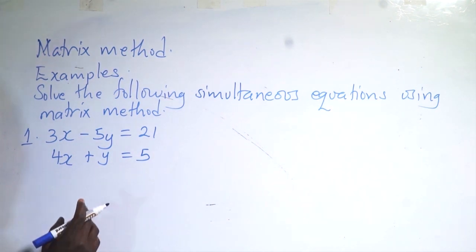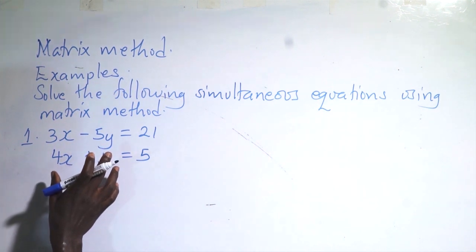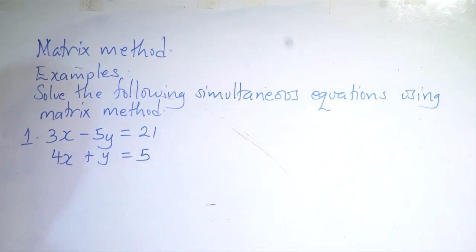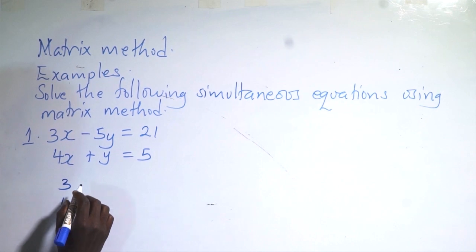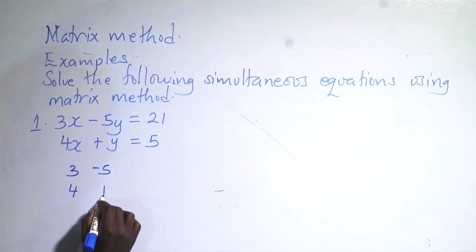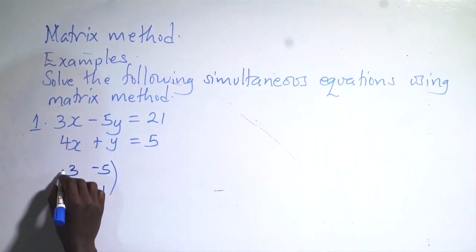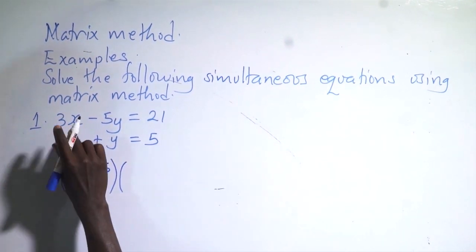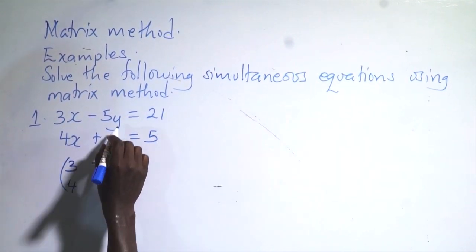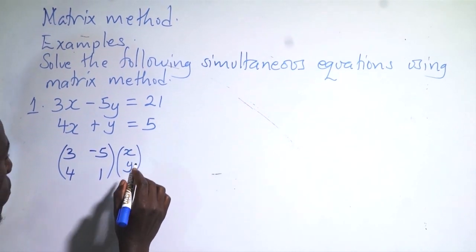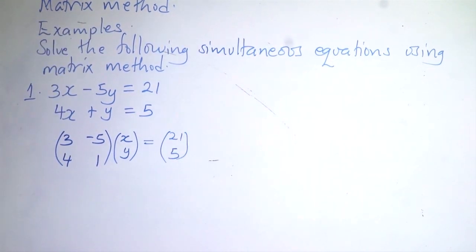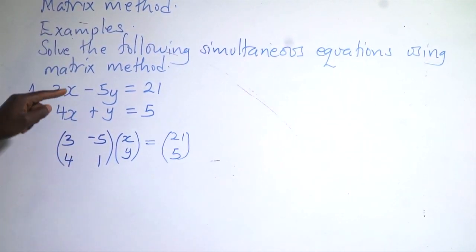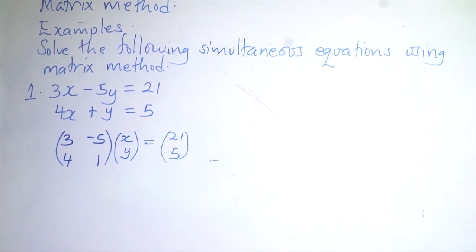Now, we are going to extract the coefficients of the unknowns, the way they are, then we form a matrix. That is the 3, it is positive, 4 is positive, 5 is negative, then the coefficient of y there is a 1. Then times the first unknown here is x, the second one there is y, is equivalent to 21, 5. So we have formed matrices from those simultaneous equations.